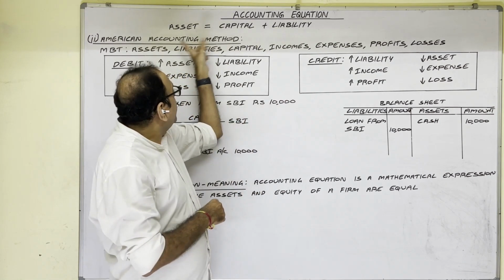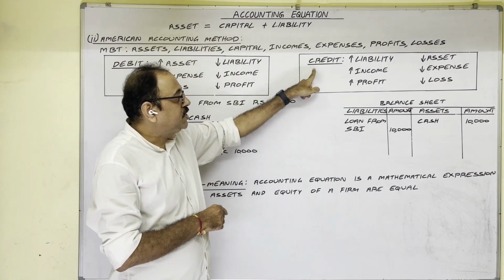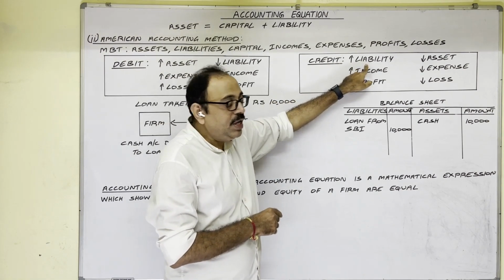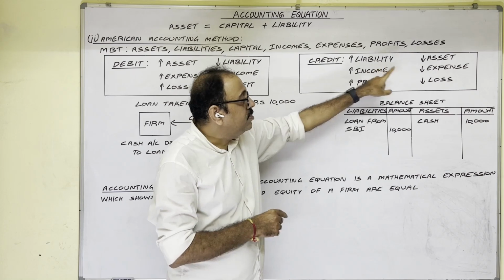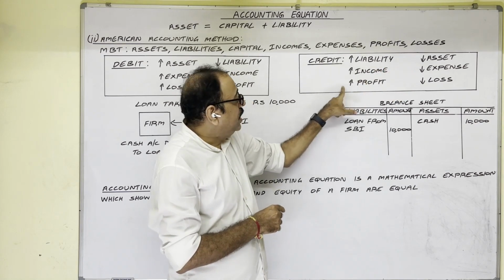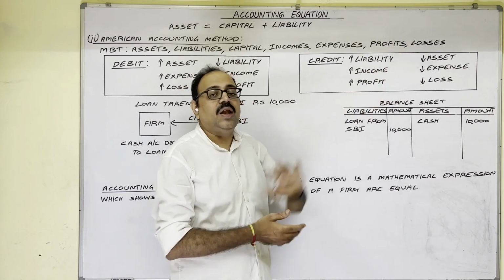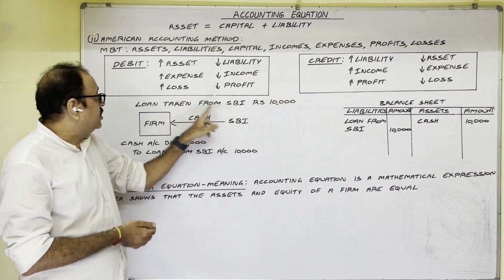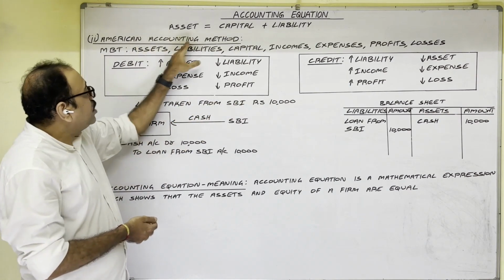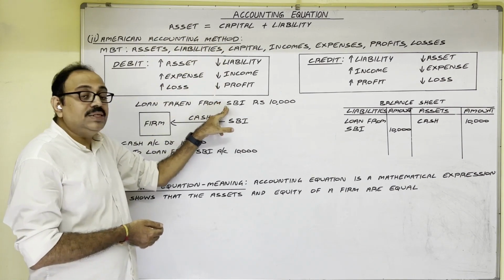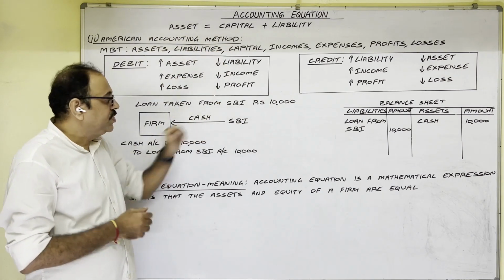But under American accounting method, credit means what? Increase in liability, decrease in asset. Increase in income, decrease in expenditure. Increase in profit, decrease in loss. So previous transaction, loan taken from SBI. Under American accounting method, how to record these transactions in the books, let us see.